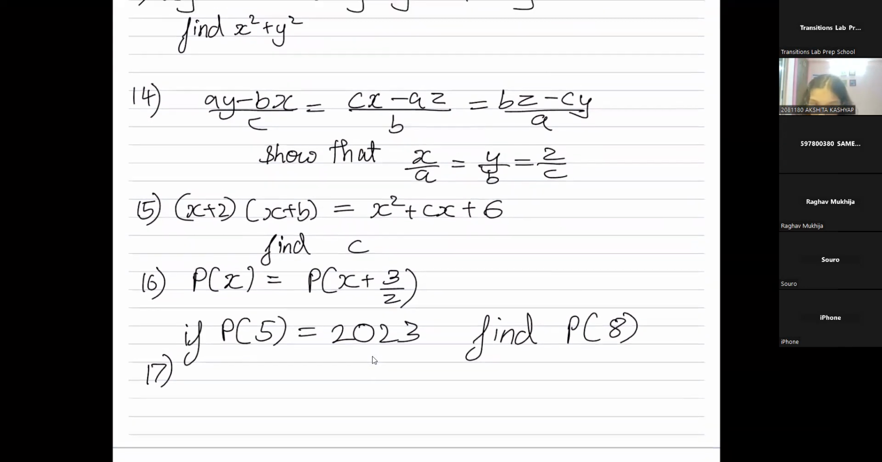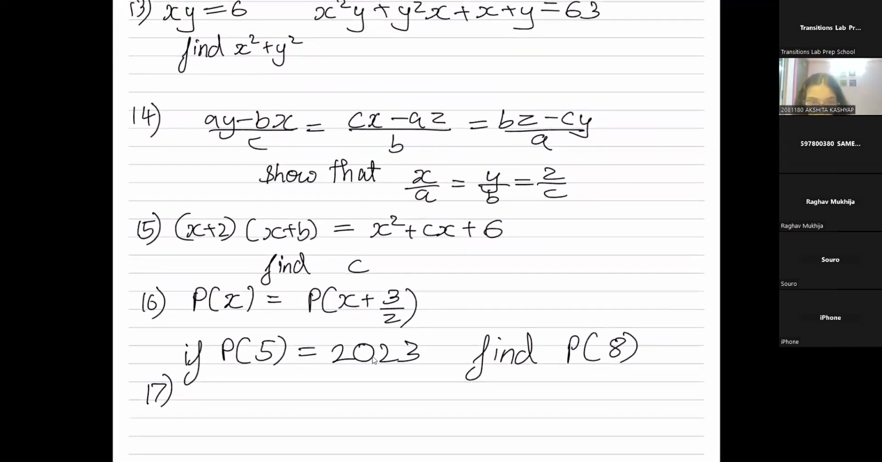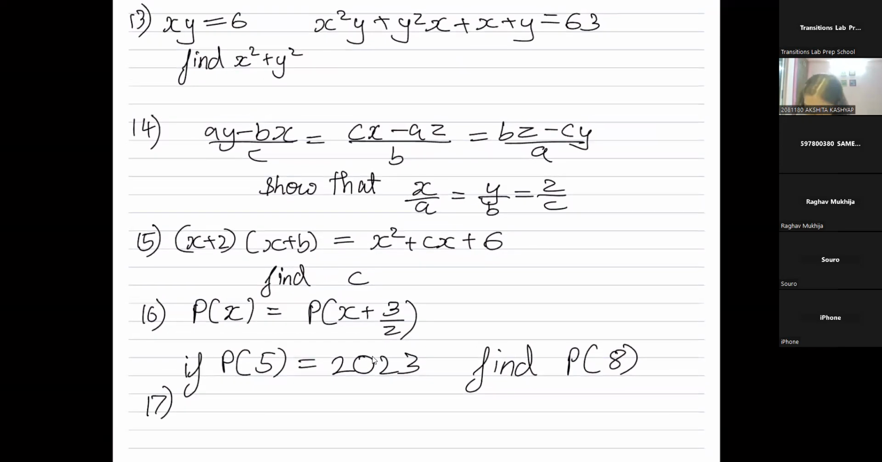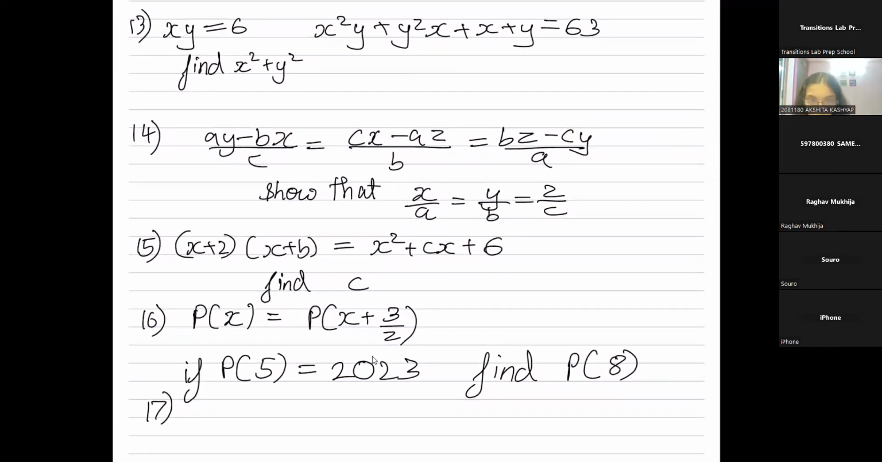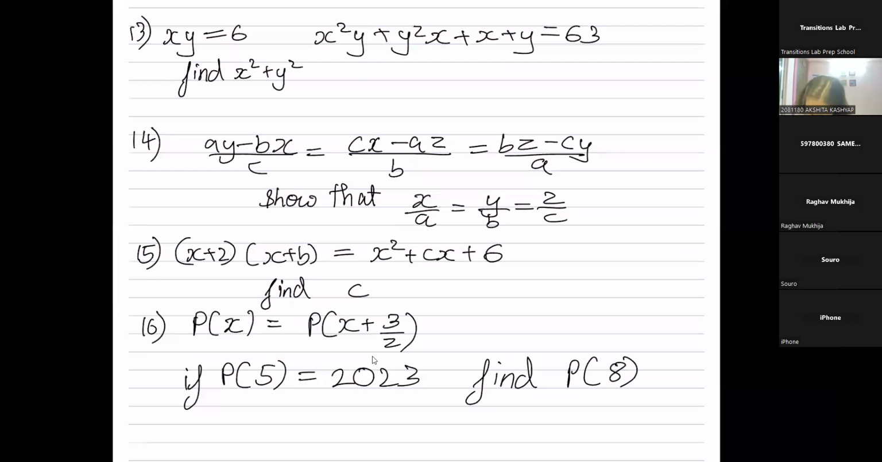When these many questions are enough, you can note them down. p of x is p of x plus 3/2. So 15 is 5. So 16 will be 2023. No, 16 won't be 2043. So 15 is 5, correct. Others who want to leave can leave. Last 16, go ahead. 2023. So it is 2023. Yeah, very good.